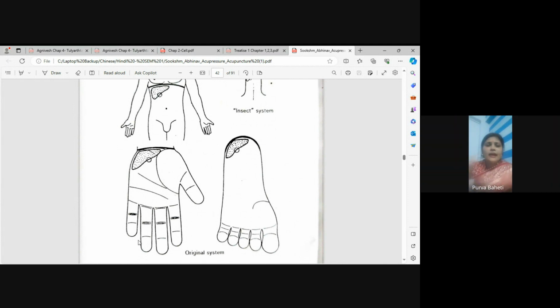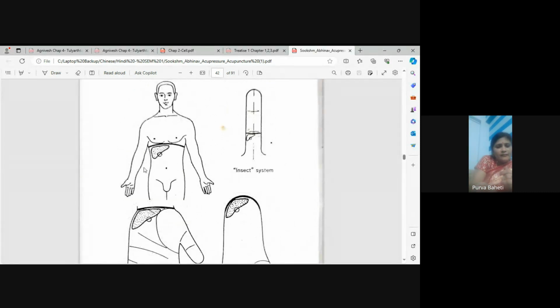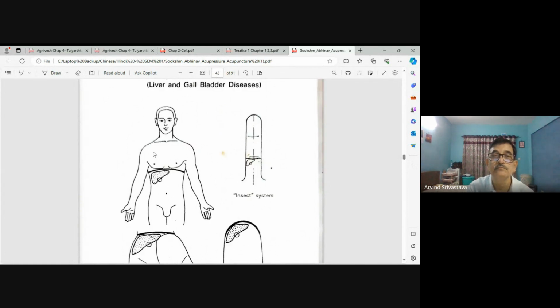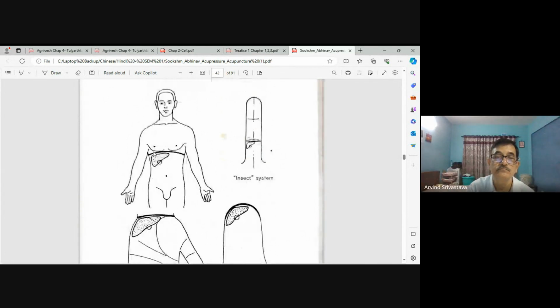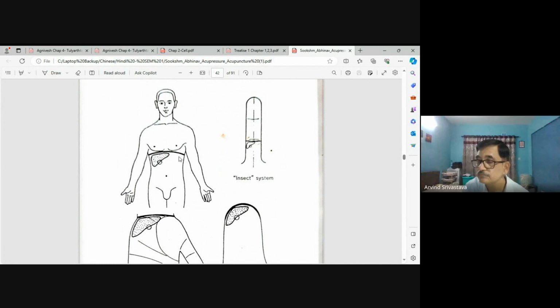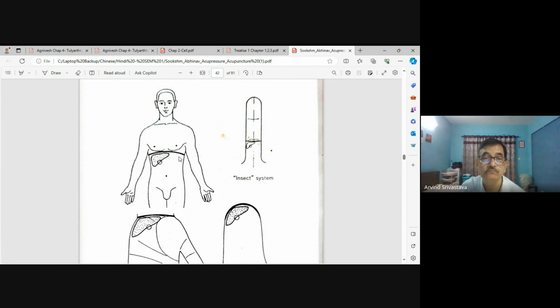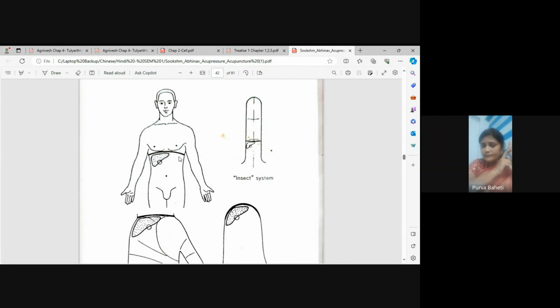What I told you is if it's my right hand, my liver will be here. But if it's my left hand, my liver will be here. Our hands are not mirror images. Don't take our hands as a mirror image. It's a replica. So if the liver in the right hand comes below my thumb, it's not necessary that in the left hand also it will come below my thumb. It will come towards the right side only. It will not come towards the left side.